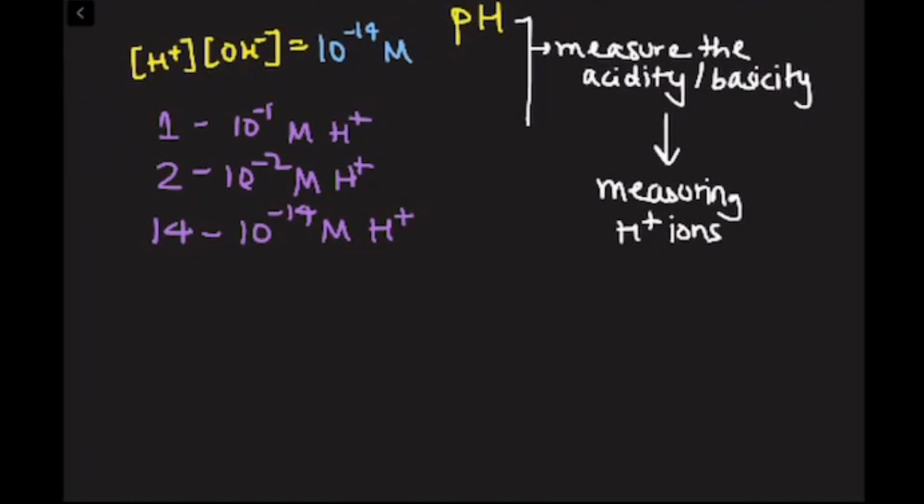So we already know that 10 to the negative 1, which is 0.1, is larger than 10 to the negative 14th. So a 1 on the pH scale has more H+ ions than a 14 on the pH scale. This indicates that the smaller a number is on the pH scale, the more acidic it is.